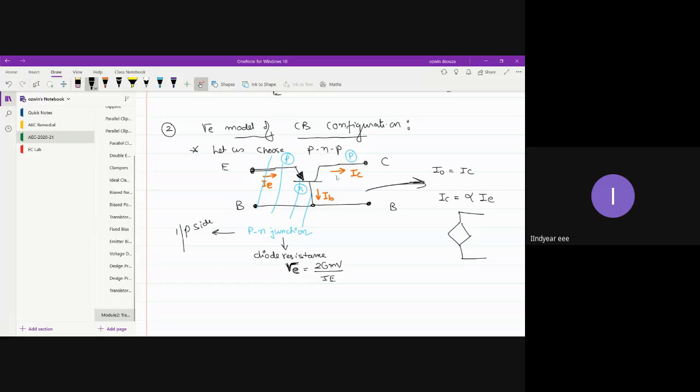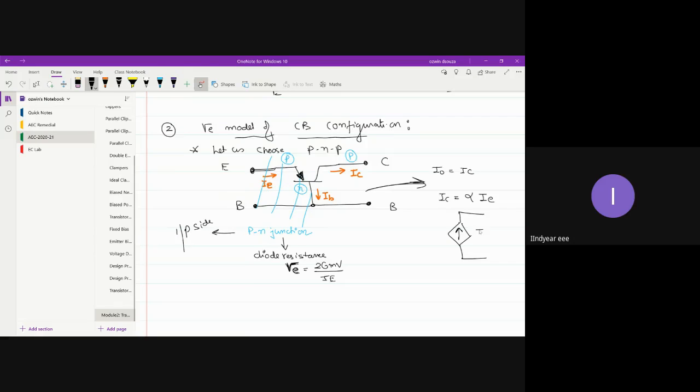Now, if you look at the current direction, you can clearly observe that current is going outwards. Hence, you have to put the arrow direction in this manner. For PNP, it is upward. If you consider NPN, you'll be surprised to see that the arrow direction will be reversed. You can try it out, doesn't matter.